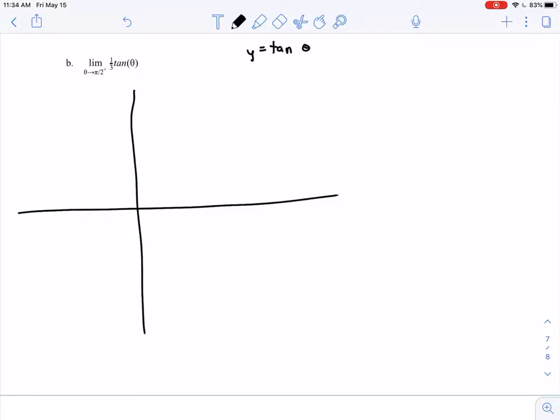Tangent of theta has vertical asymptotes at pi over 2, at 3 pi over 2, at 5 pi over 2, and so on. And then also for the negative direction as well. This has a vertical asymptote at negative pi over 2, negative 3 pi over 2, etc. And what's nice about all these trig functions is once you figure out how it behaves in one area, you kind of get the rest for free.